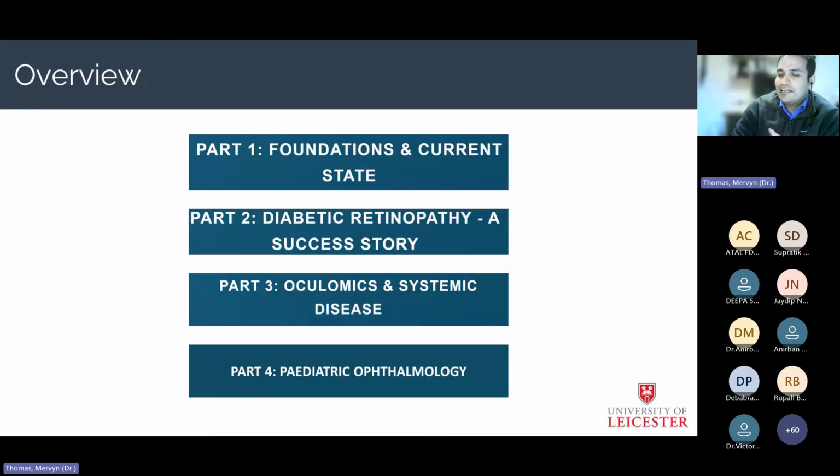So moving on from Leicester, I thought I'll give you an overview of what I had planned for today. Today's talk is divided into 4 parts. First, I'll outline how ophthalmology reached the forefront of medical AI. Then I'll focus on diabetic retinopathy. This is the clinical proving ground for deep learning. Next, we'll move on to this concept called oculomics.